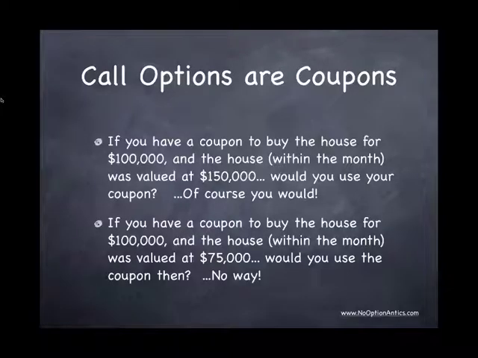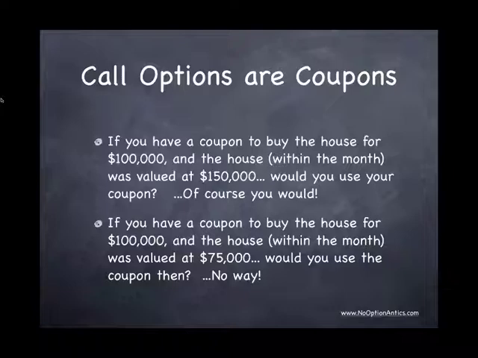On the opposite side is if you have the coupon to buy the house for $100,000 and the house sometime within that month was only valued at $75,000, would you want to use the coupon then? Well, of course not. Why would you pay $100,000 for something that's only valued at $75,000? So again, you have an option. That's why these things are called options, because you have choices here. You have the right, but not the obligation.